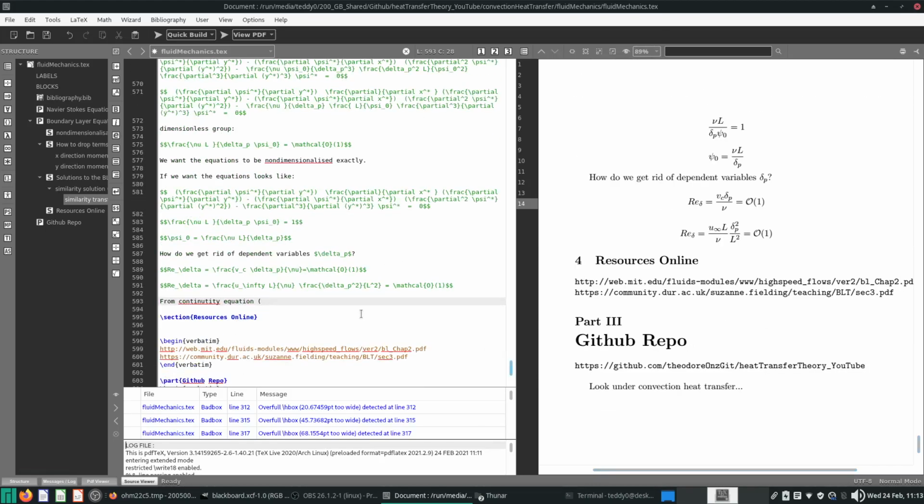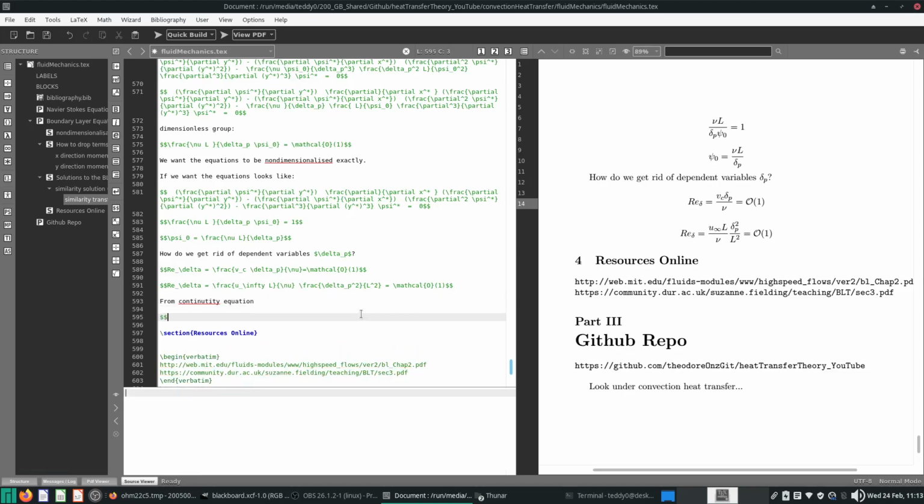Alright, but I say from the continuity equation, what you will get is V characteristic equals U infinity over L times delta P. Alright, so that's not really going to help.